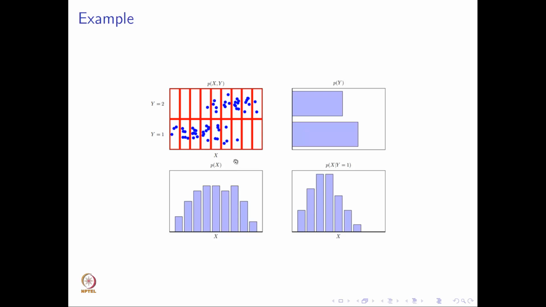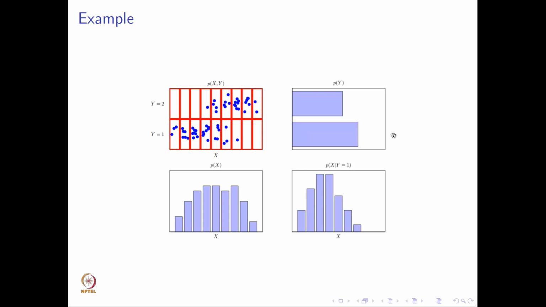The overall idea of joint, marginal and conditional distributions is summarized in this figure. The top left figure shows the joint distribution and describes how the random variable x, which takes on 9 different values, is related to the random variable y, which takes on 2 different values. The bottom left figure shows the marginal distribution of random variable x.